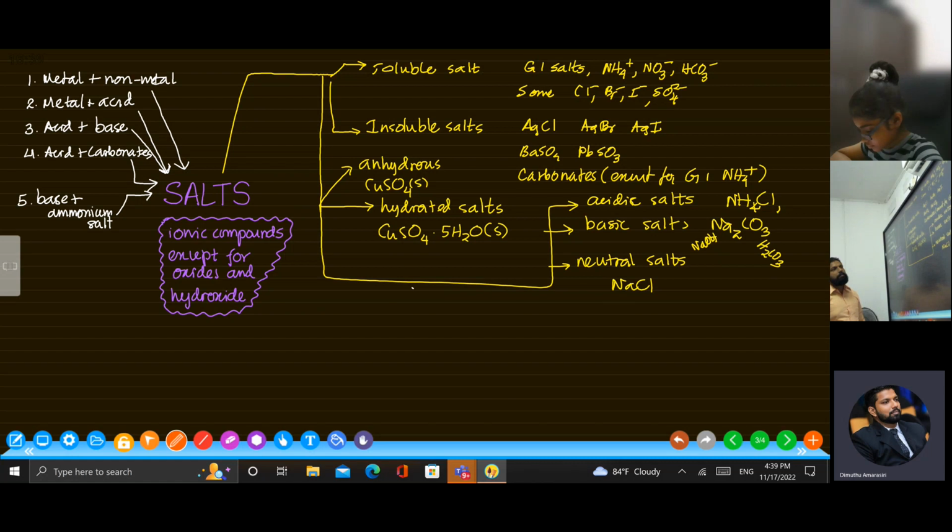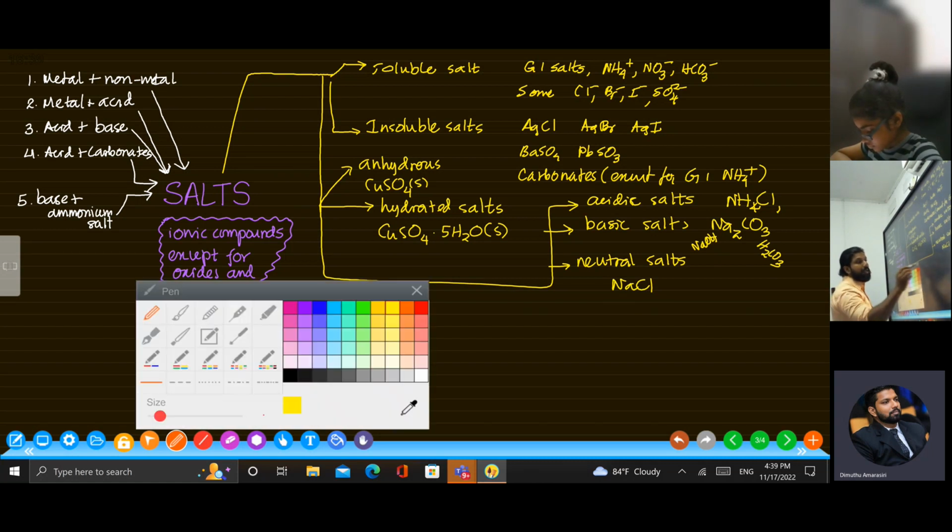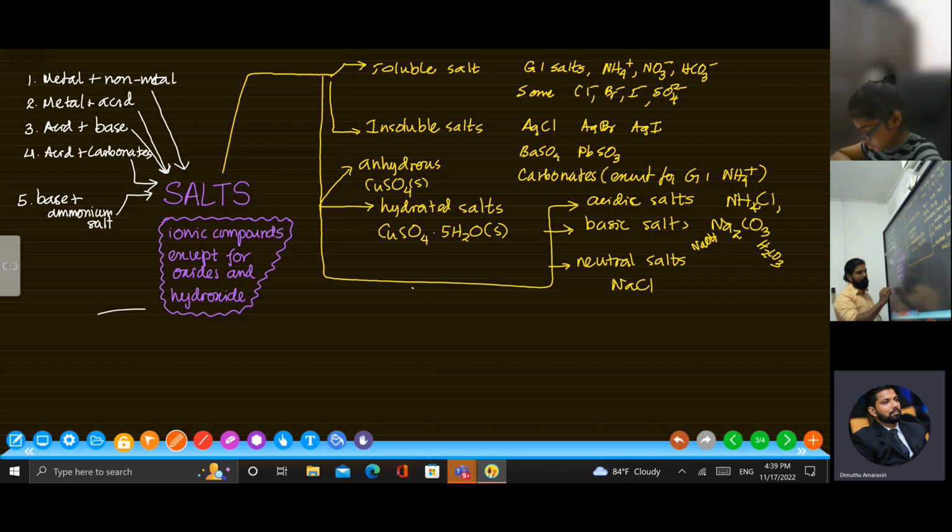So that's mainly about salts, but reactions of salt. Of the reactions for salts, the reaction for one. That's a very important one. Reactions of salts.